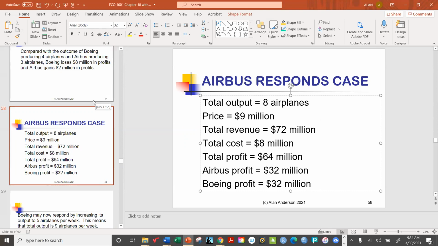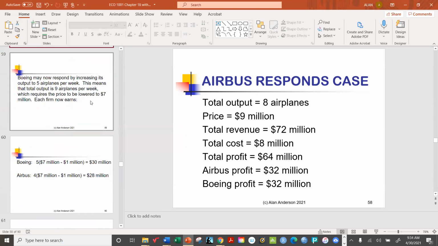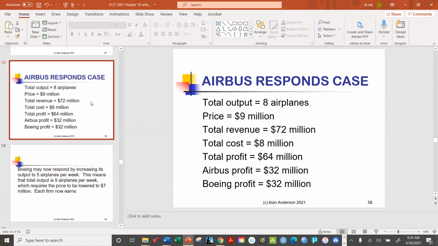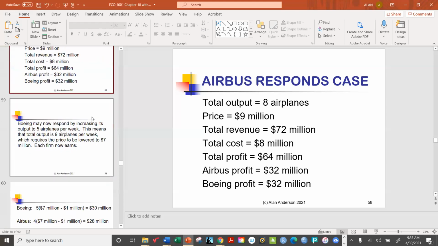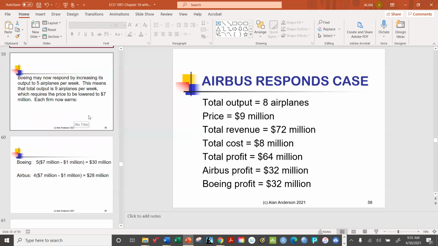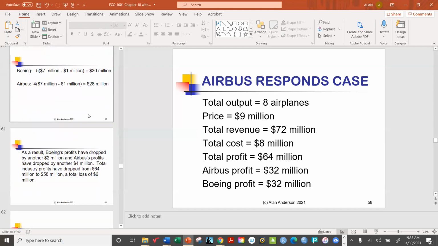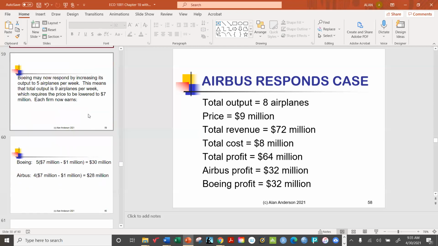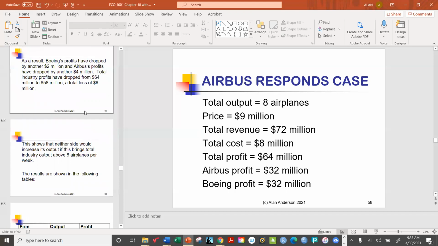So guess what? Now Airbus is happy and Boeing's unhappy because their profits were just reduced from 40 to 32 million. Airbus is happy, they went from 30 to 32. So now what happens? What if Boeing says, you know what, maybe we should make 5 planes instead of 4? All right, so let's check that out.